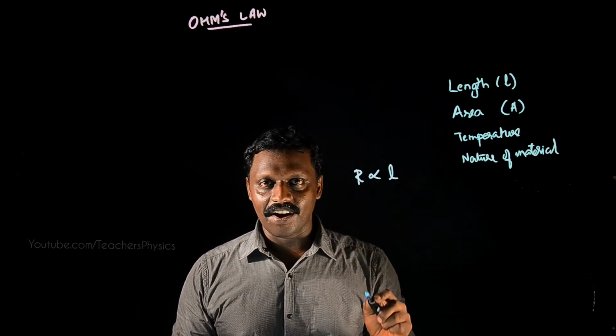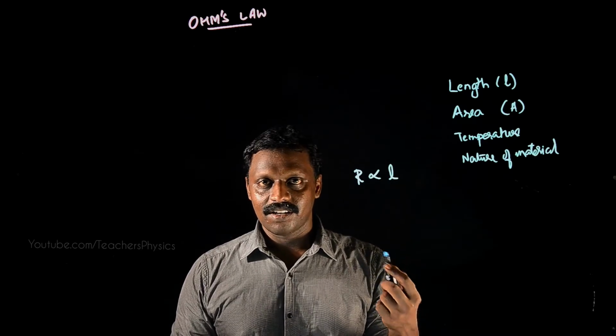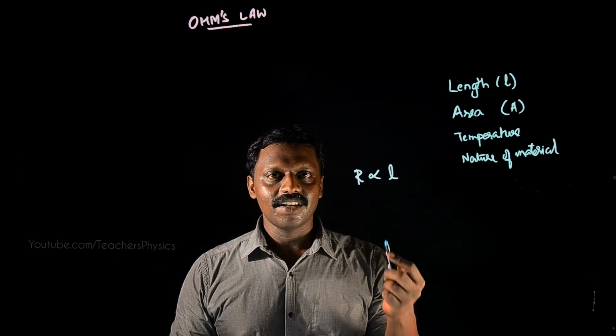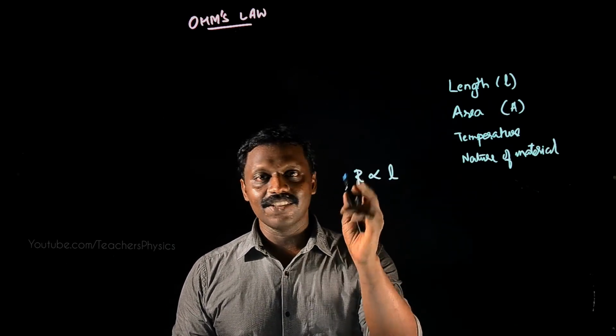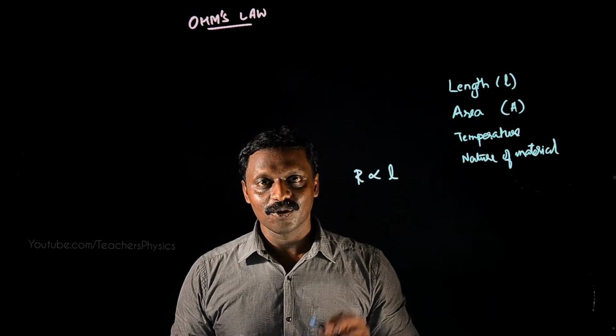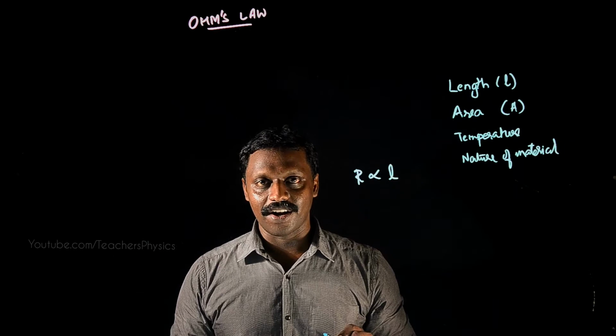That means, for a conductor, when the length is doubled, the resistance becomes double. When the length is tripled, the resistance also gets tripled. And if the length is halved, then the resistance becomes half. So the resistance of a conductor is directly proportional to the length of the conductor.